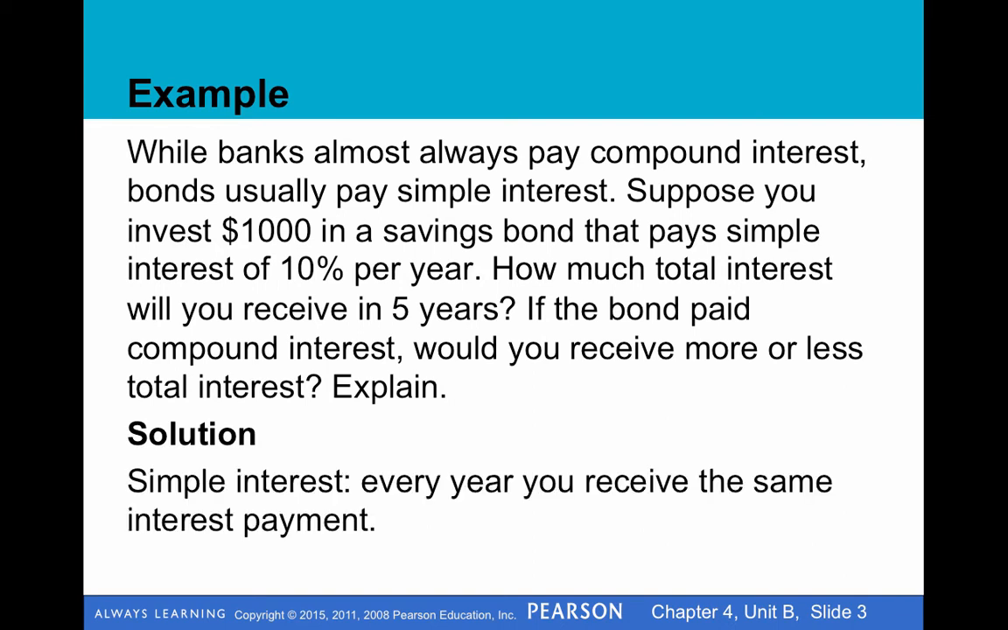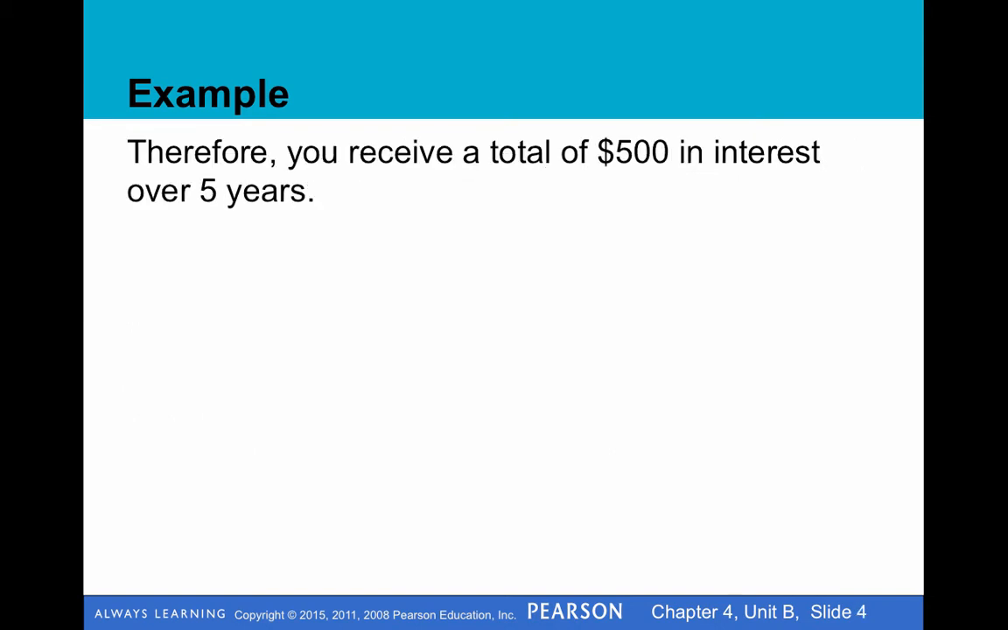With simple interest, every year you receive the same interest payment, which is 10% of the $1,000. So 10% of 1,000 is 100. So every year, for the 5 years, you're going to get $100. So therefore you receive a total of $500 interest over the 5 years. So that should make sense.